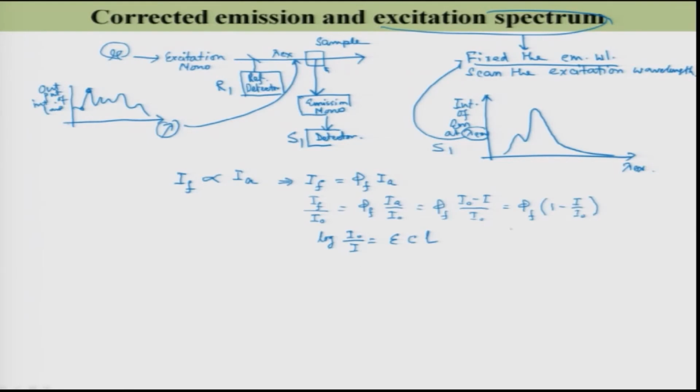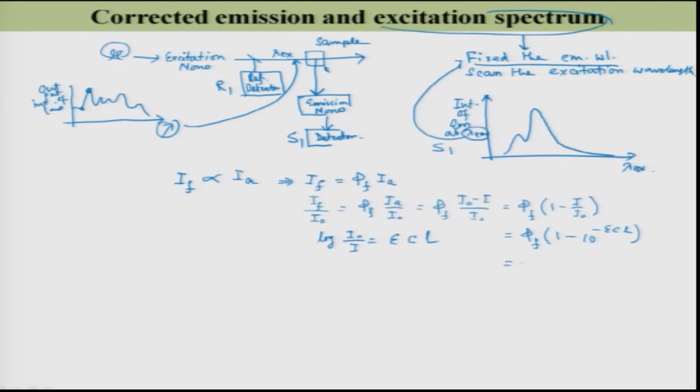So, here I can write this equal to phi f times 1 minus 10 to the power minus epsilon CL. I can write that. Let me write it once again over here. Now, I will change from 10 to the power to e to the power.